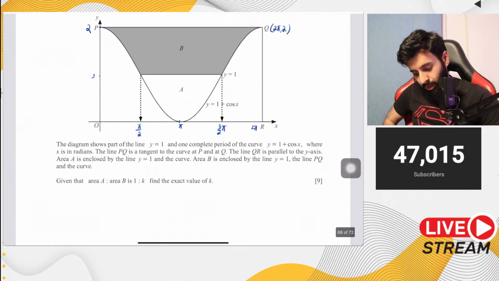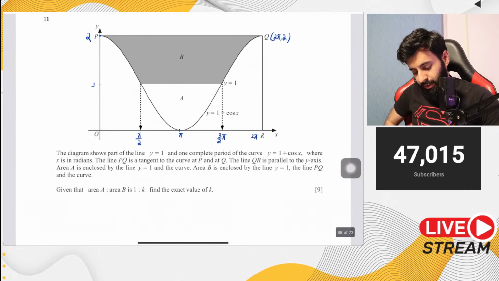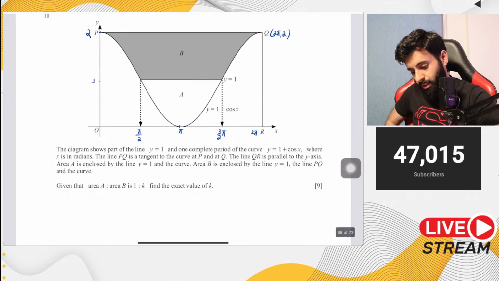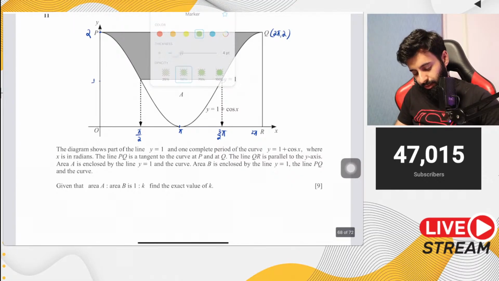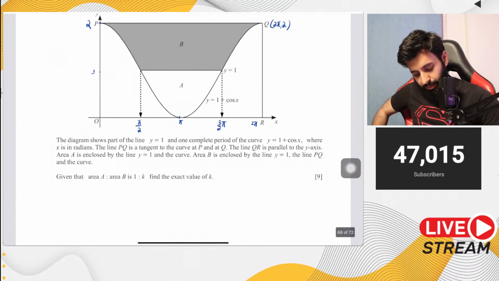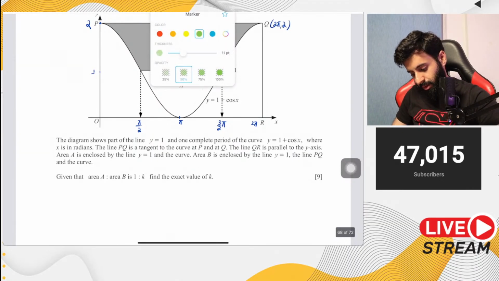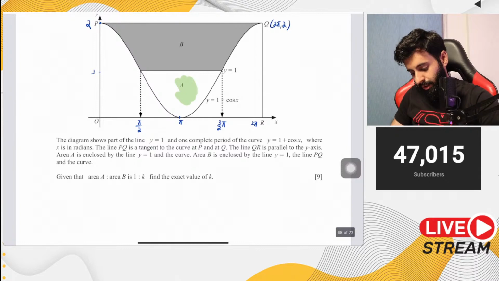Okay, so let's start by finding out the area of B. So how do we find out the area of B? Let's see, or maybe let's start with finding out the area of A. So that's what I'm going to do. I'm going to find out the area of A first. A is what I'm now highlighting in green.